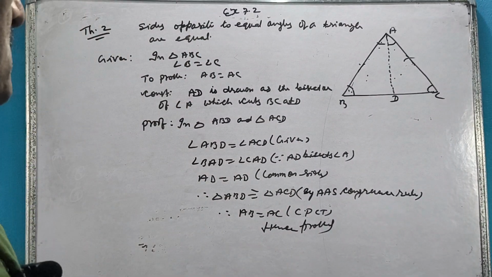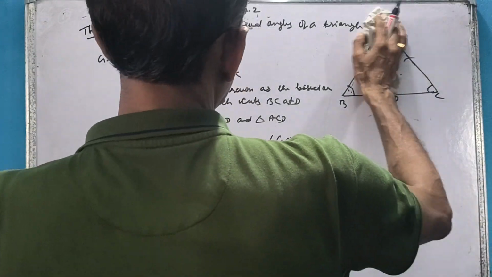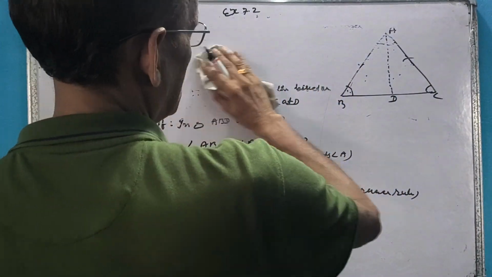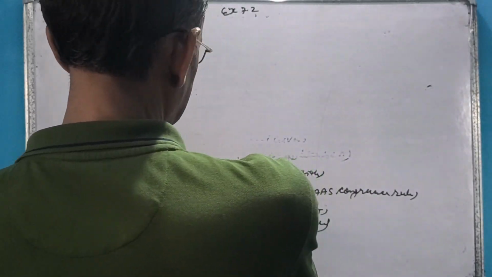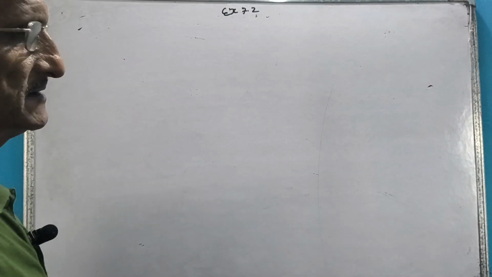Okay. So these are the two theorems we will use in exercise 7.2. What is number 1? If two sides are equal, then their opposite angles will be equal. What is number 2? If two angles of a triangle are equal, then their opposite sides are equal. So now you can start 7.2, not difficult, very small sum, easy.